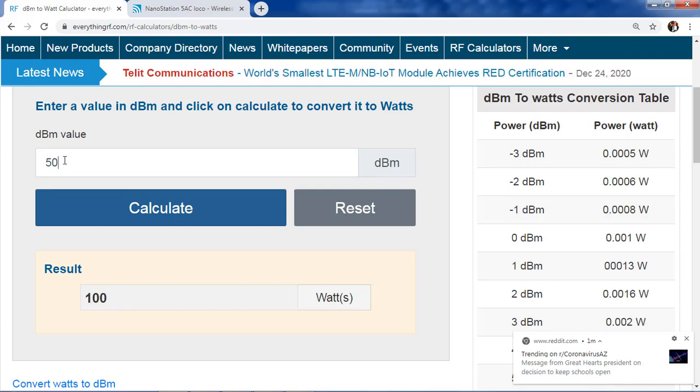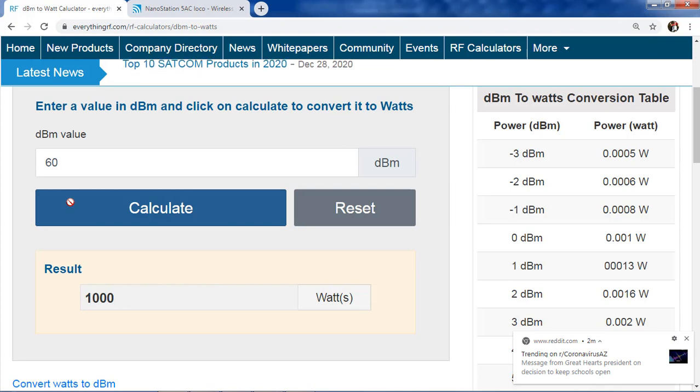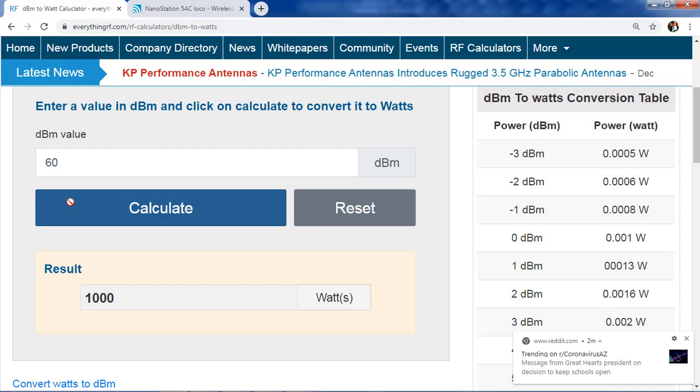If we move this up to 60, this is our 10 value. We've increased by 10. That should be close to 1,000, and it is right on the money. All right, so this is a logarithmic, a base 10, right? This is a log 10 system that actually is converting this.